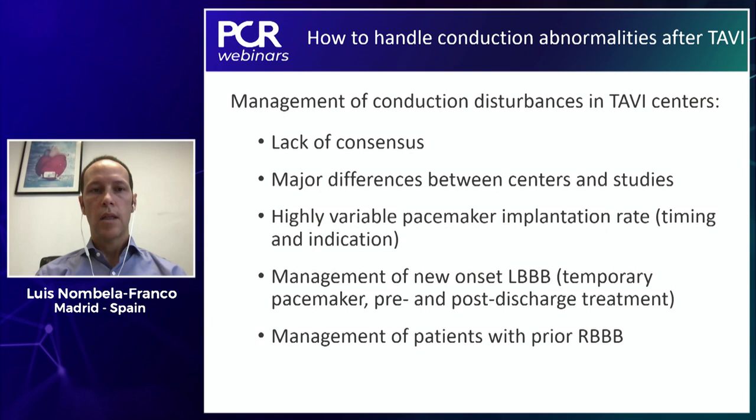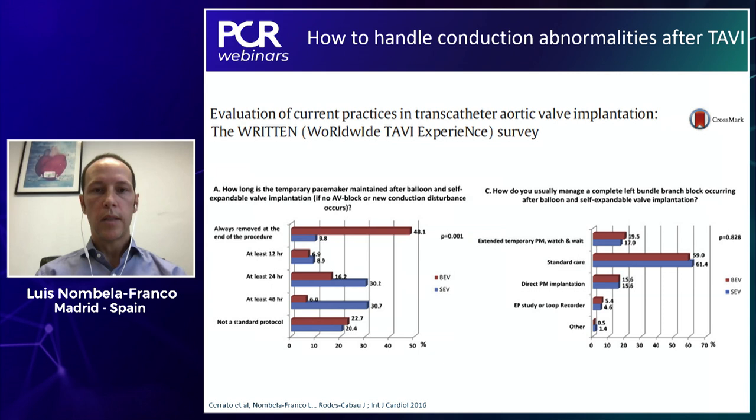The problem was, back a couple of years ago, there was a lack of consensus on how to manage these problems. And there were major differences between centers and studies. It was highly variable when to implant the pacemaker, how to manage a new-onset left bundle branch block, or also patients with baseline right bundle branch block. This was a survey that we participated in in 2016, and you can see here how variable the management of the temporary pacemaker and also the new left bundle branch block was.